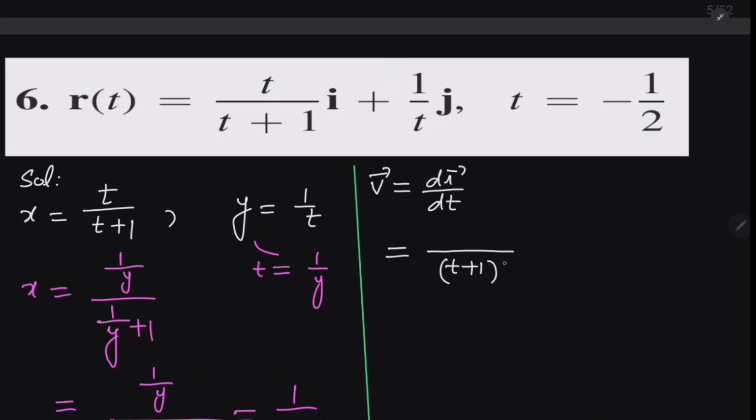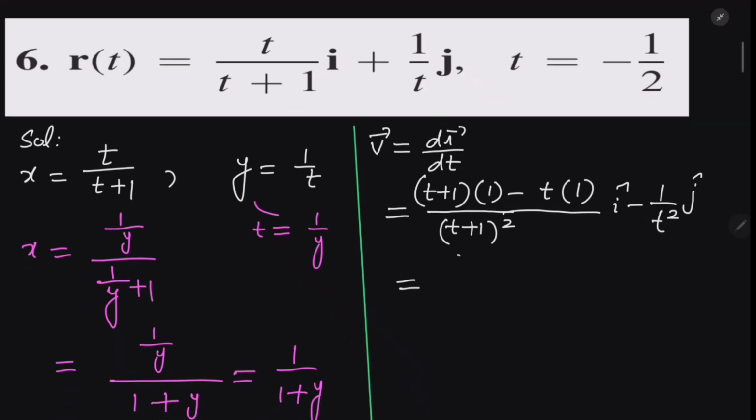t plus 1 whole square, t plus 1 as it is, the derivative of t is 1, minus t as it is, and the derivative of t plus 1 is 1. This is i, and the derivative of the second term is minus 1 over t square j. After subtracting, we get 1 over t plus 1 whole square i minus 1 over t square j. This is velocity. We need to find the velocity at t is equal to minus 1 by 2.